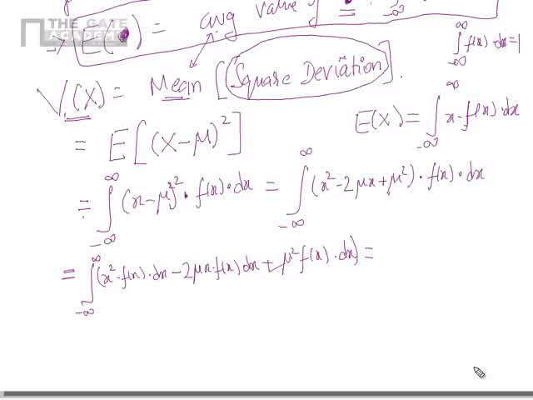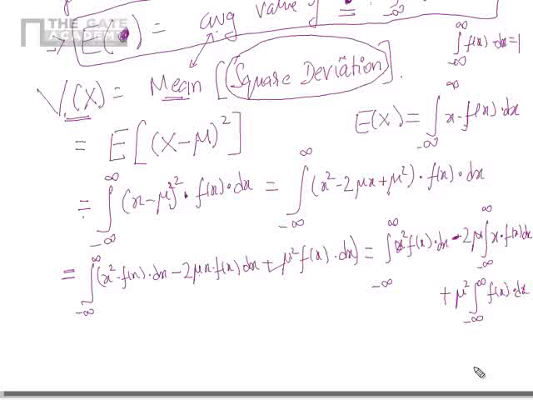This can be written, as I am going to split it now, as the integral from minus infinity to infinity of x square f of x dx, minus 2 mu into, mu is a constant, okay, mu is a constant. Average becomes a constant. X is a variable, whereas the moment you compute the average value of x, it becomes a constant. So minus 2 mu, I will take it outside the integration, x f of x dx between minus infinity to infinity, plus mu square, a constant, times the integral from minus infinity to infinity of f of x dx.